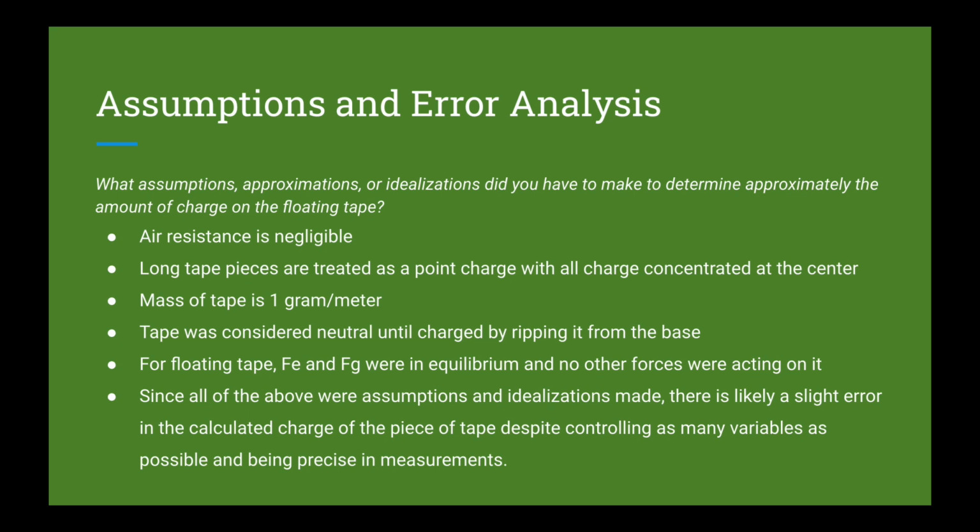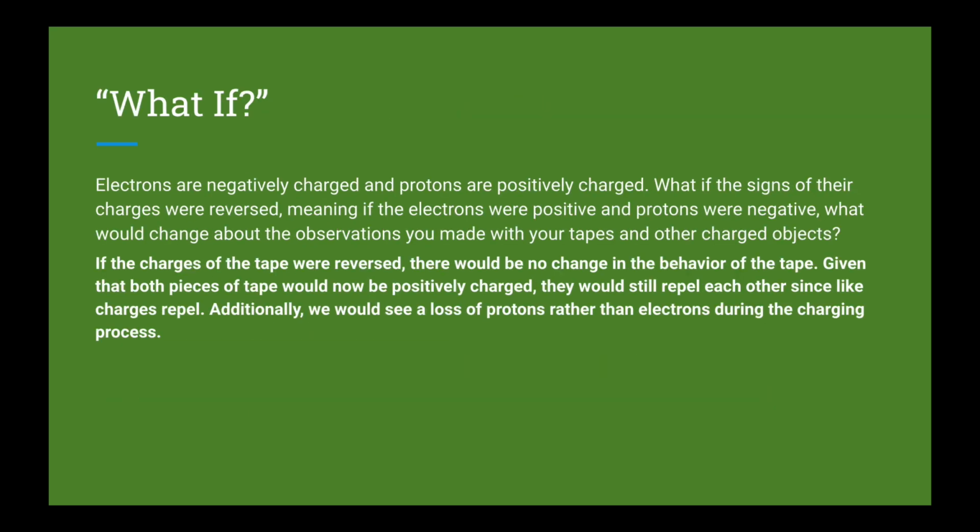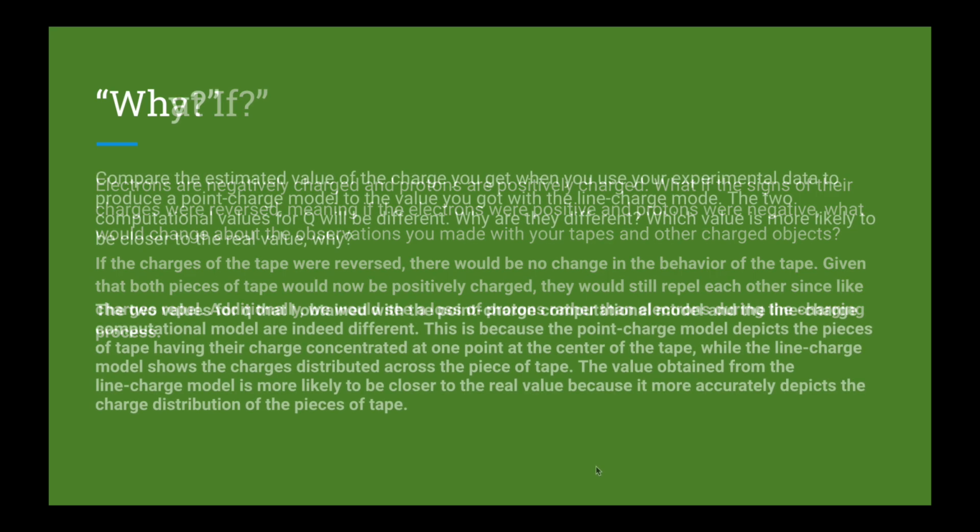What if? If the charge of the tape were reversed, there would be no change in the behavior of the tape. Given that both pieces of tape would now be negatively charged, they would still repel each other since like charges repel. Additionally, we would see a gain of electrons rather than a loss of electrons during the charging process.